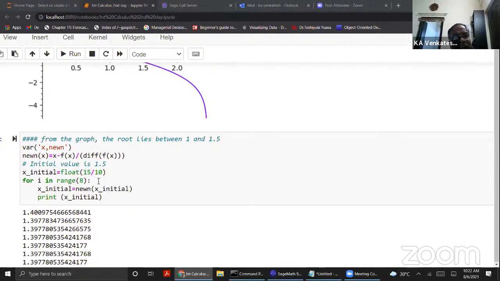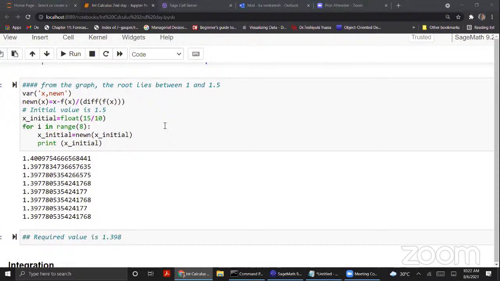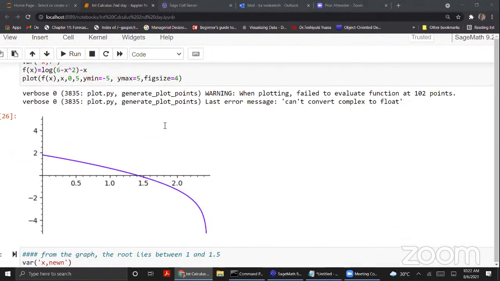I want to go for 8 iterations, in the range 8. X initial equals newton of x initial, then print x initial. These are the values we are going to use. When you substitute it in this formula, it is automatically going to give us 1.39. So the Newton-Raphson method can also be solved with the help of this. I'll break here for 2 minutes so that you can verify whether this is working or not. For that, you define this part also.